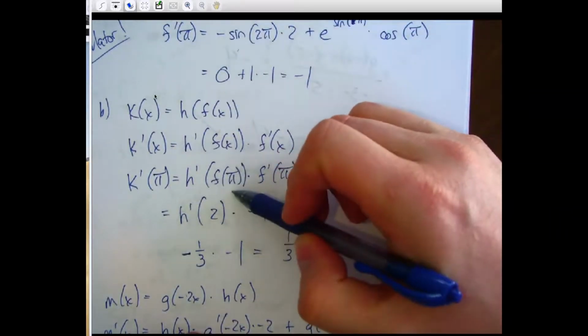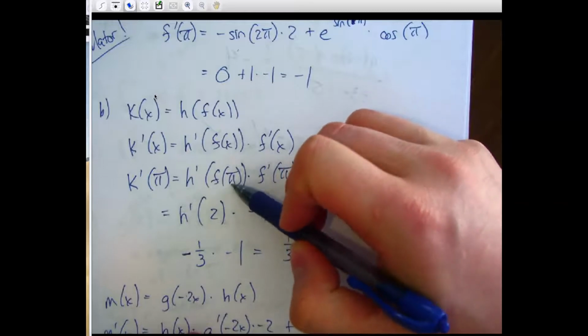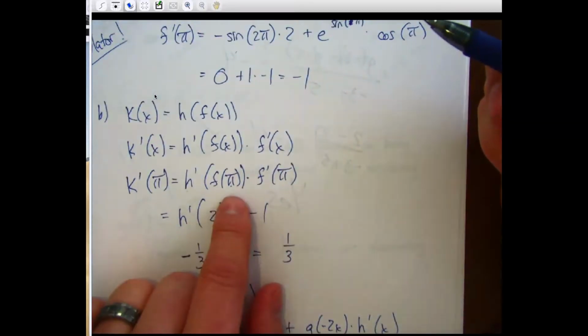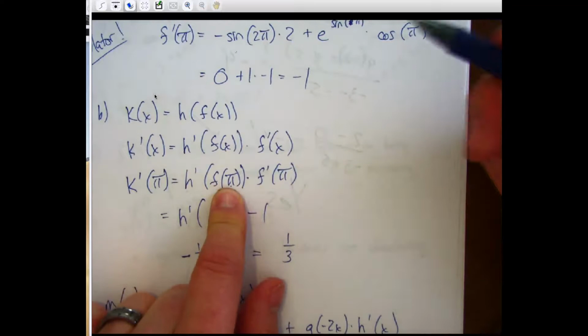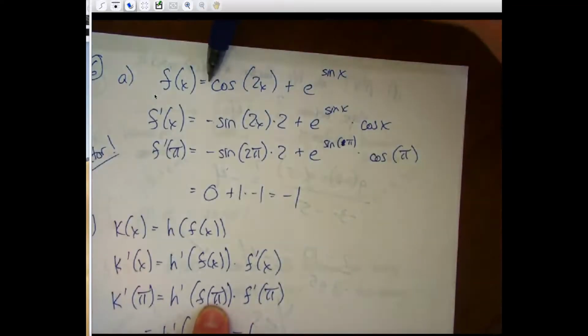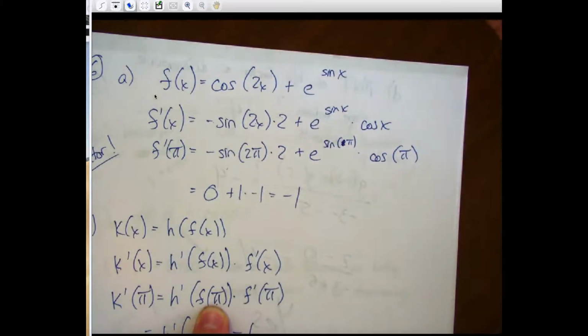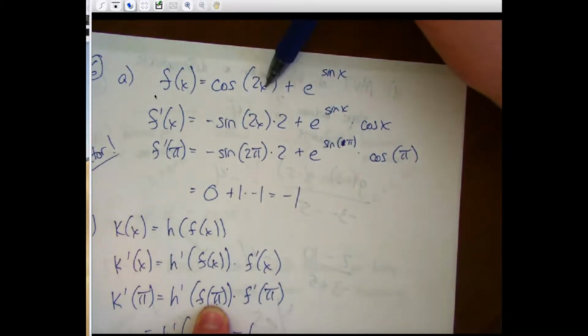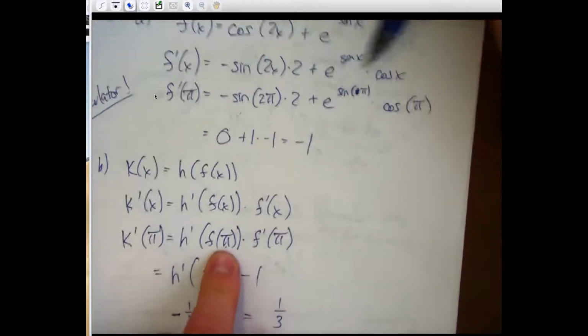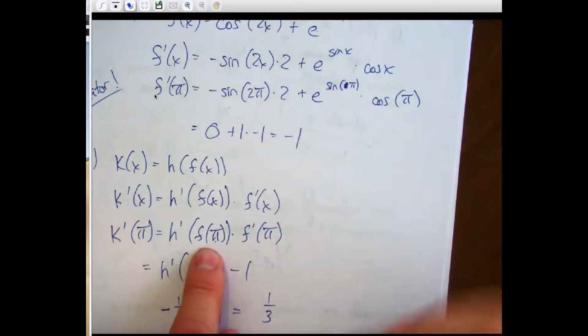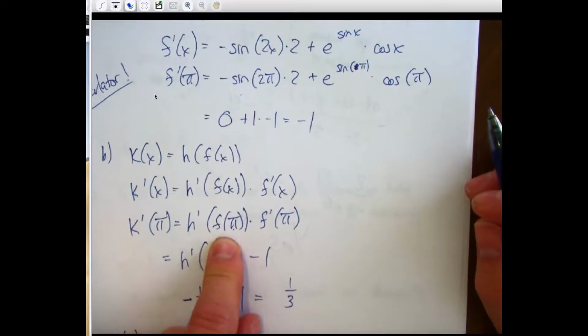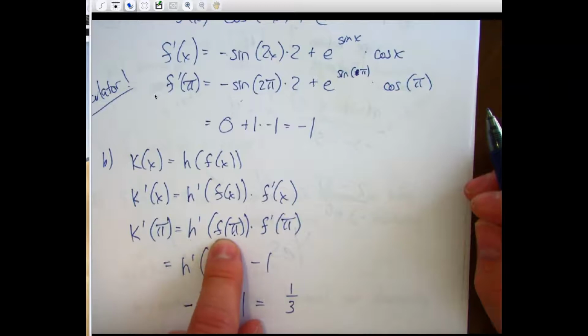Remember, this is still a composite function, so I've got to find f of pi. Well, f of pi means I have to plug pi back into this original equation up here. Again, we can talk through that. Cosine of 2 pi is 1. E to the 0 is 1. So when I do that, I'm going to get 2. But you just use your calculator. There is no benefit to fighting through it in your head, especially because you've got a time issue.